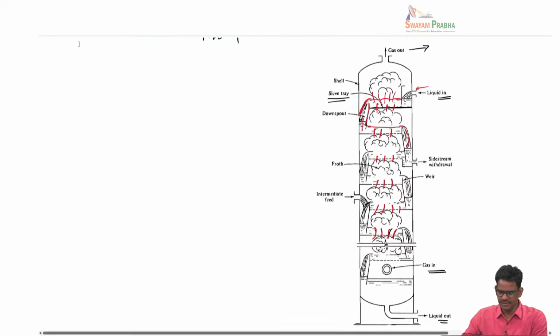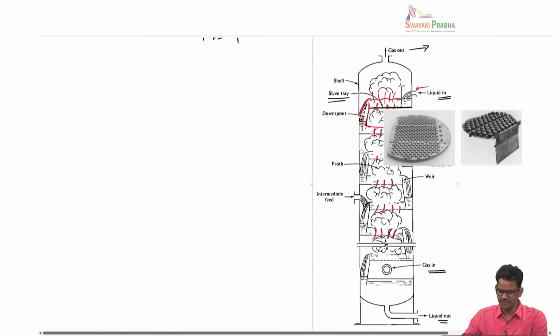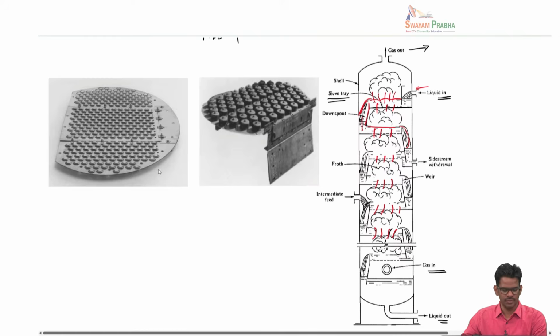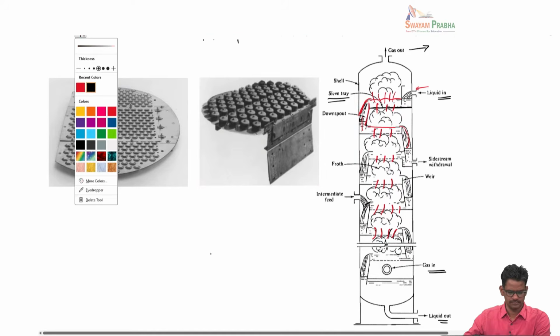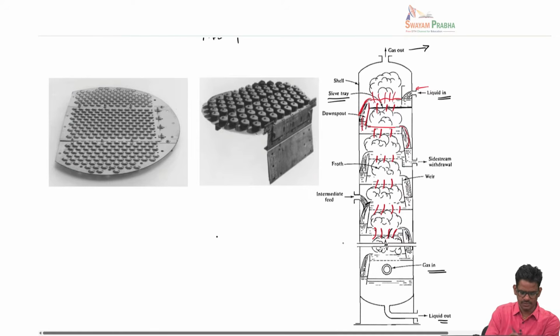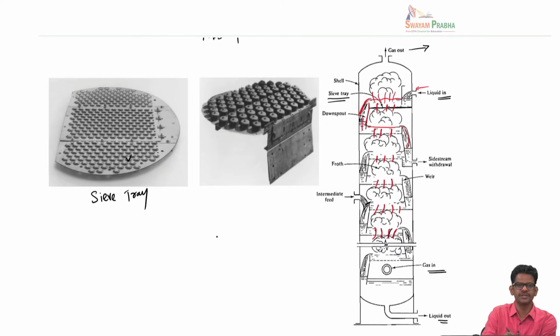Let me also show you a little bit about how the trays are made. There are many kinds of tray. This is called the sieve tray. You can see there are perforations present in this tray. This is where the gas will go through. Just above this tray there will be a column of liquid, and the bubbles will have to go through this column of liquid.